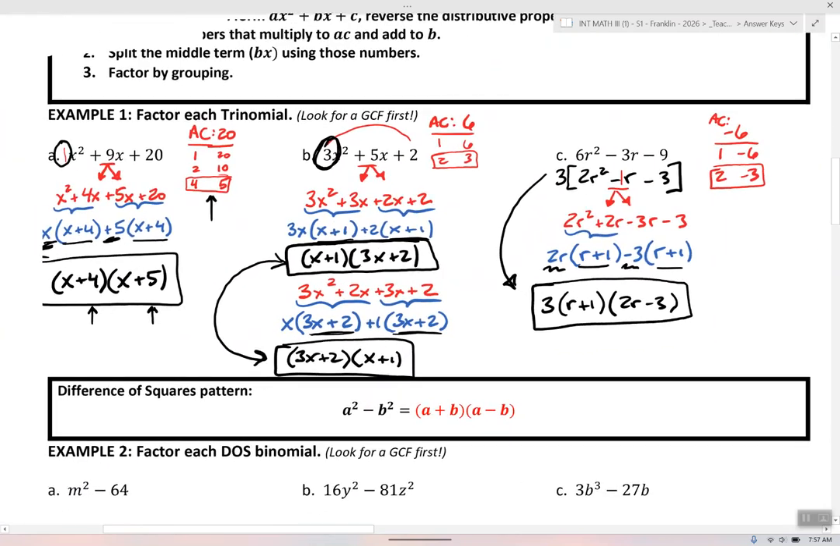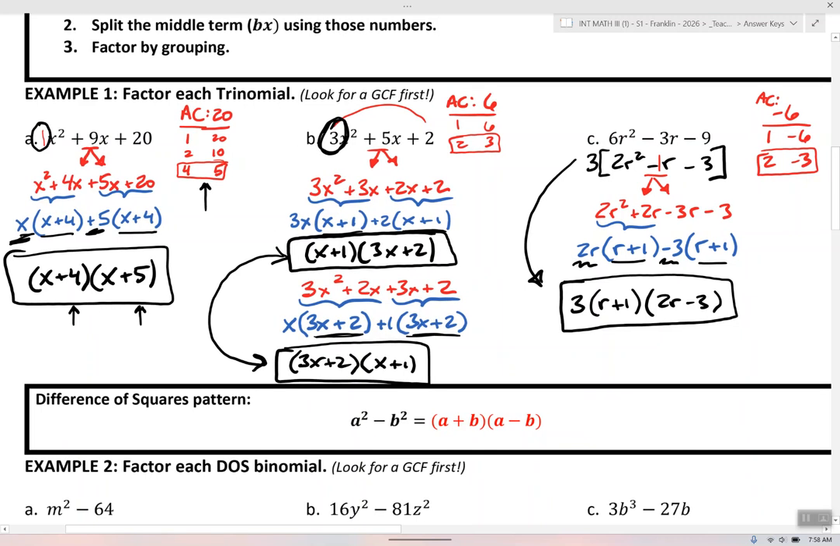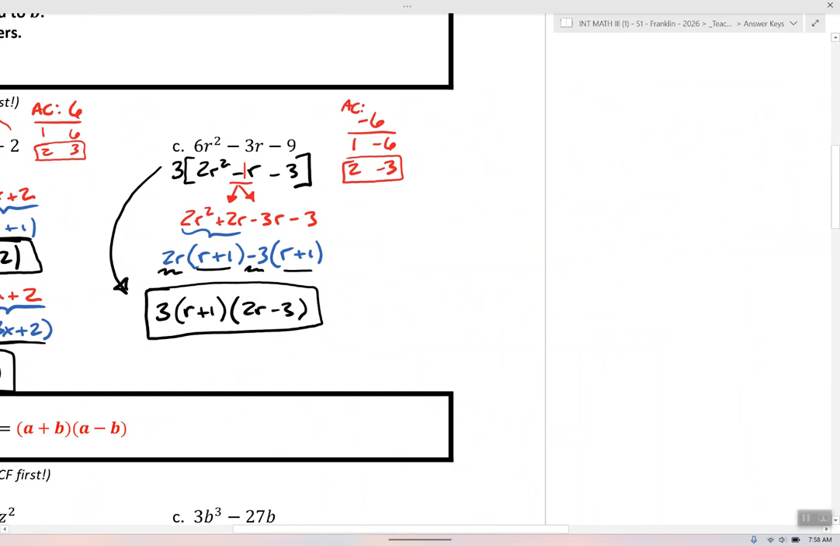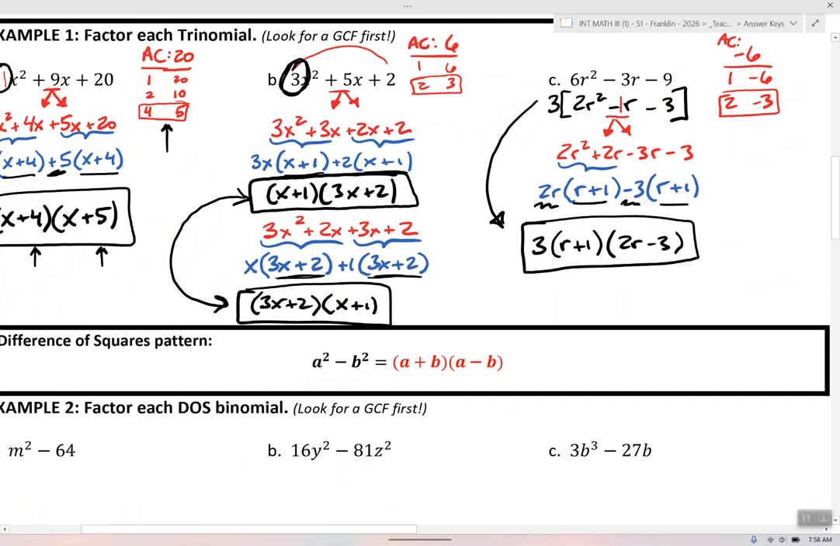Okay, so that is a brief course on the AC method. And like I said, I know that some people may have learned to use a big X to organize their numbers, but essentially you have to do the same work anyway.